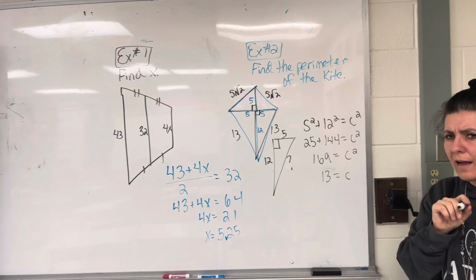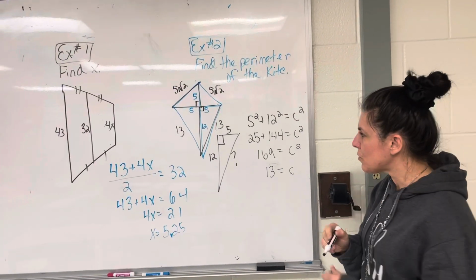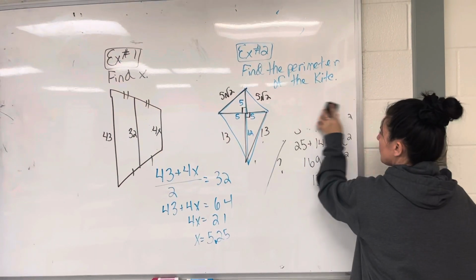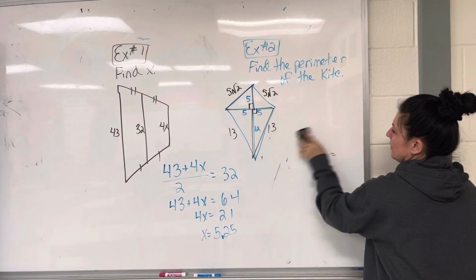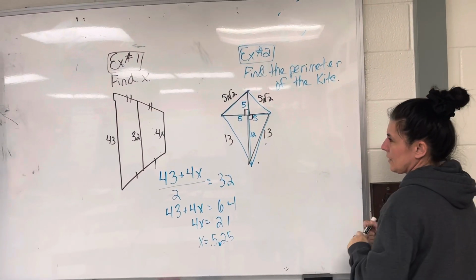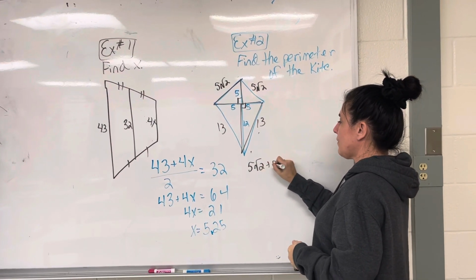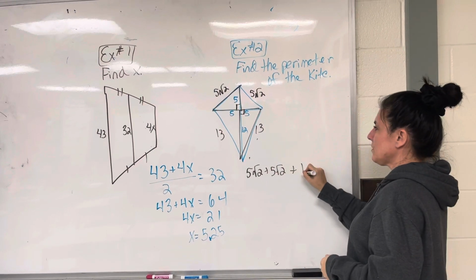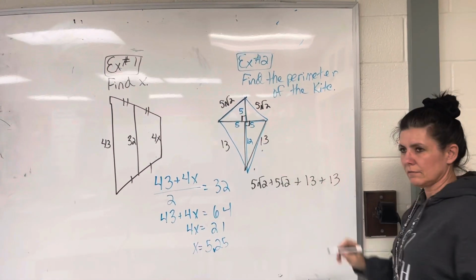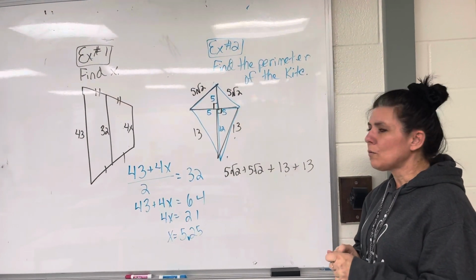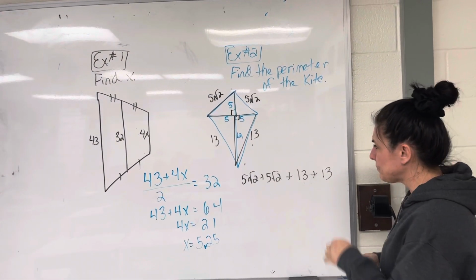So we now know the sides, and I want to make sure that you guys are comfortable with adding these things together. So going back to basic perimeter kind of problem, I have 5 square root of 2 plus 5 square root of 2 plus 13 and plus 13, because that's how you find perimeter, right? Just adding all the sides. Well, I don't want to do any rounding. I want an accurate answer.